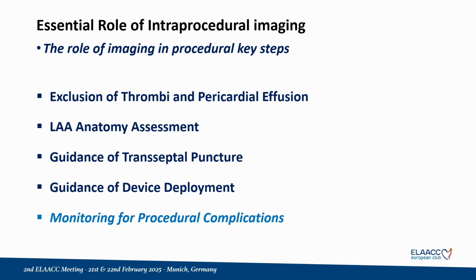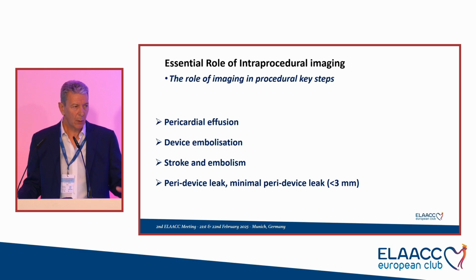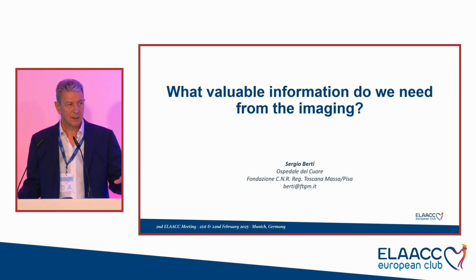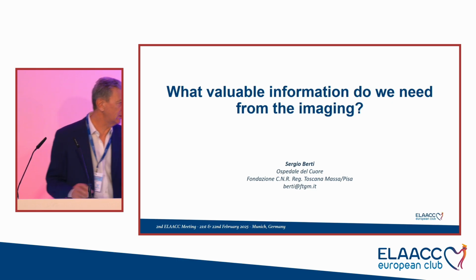And finally, to monitor the procedural complication, at the end of the procedure we have to reevaluate the situation. We want to exclude the presence of pericardial effusion if the device is correctly placed, or exclude eventually embolization, check for stroke and embolization or other forms of embolism, and check carefully the presence of peri-device leak. And this is the end of the procedure. Now we go into the session, and we will discuss step by step all the single aspects of the role of imaging for a successful procedure. Thank you.